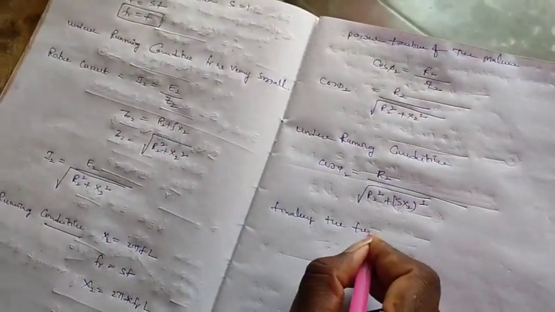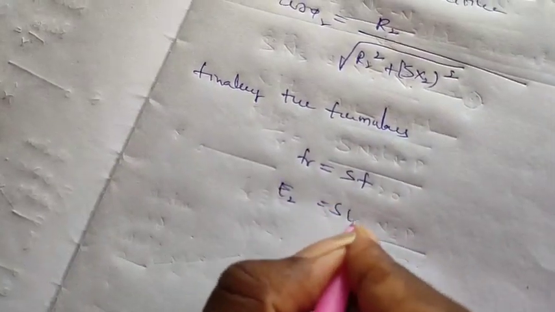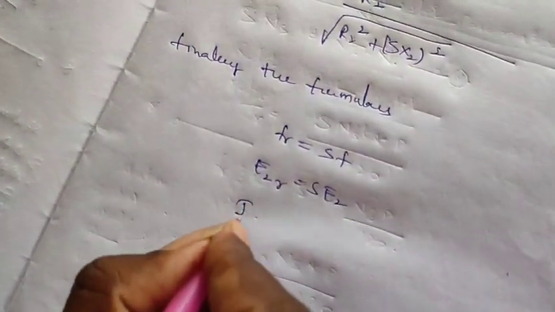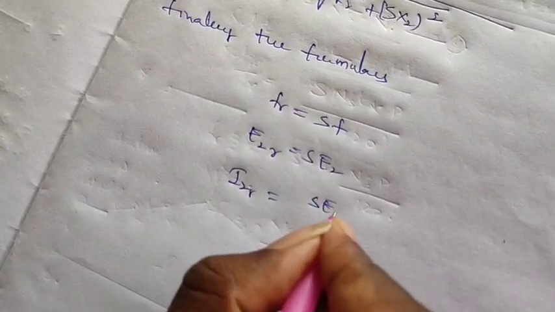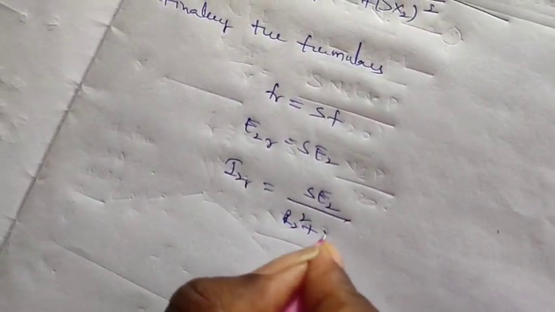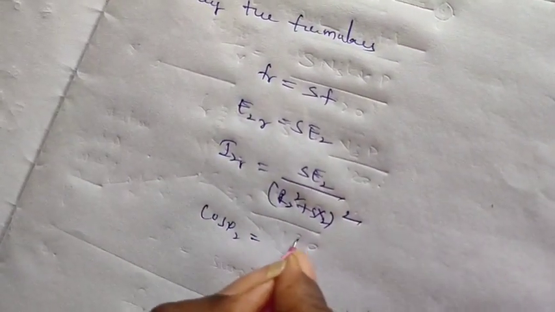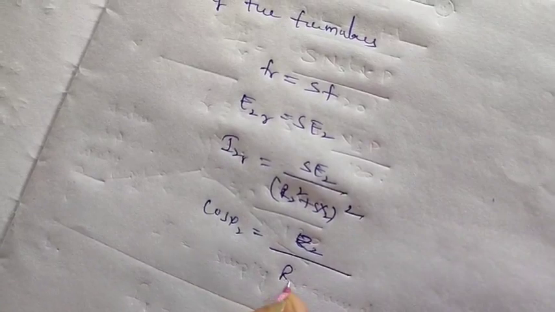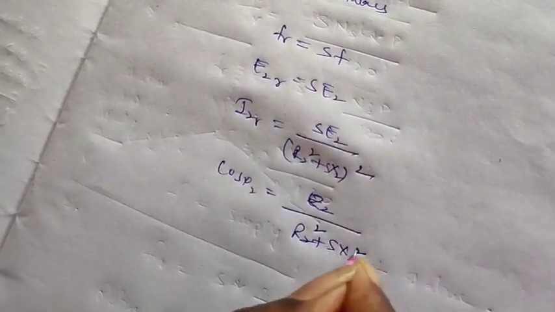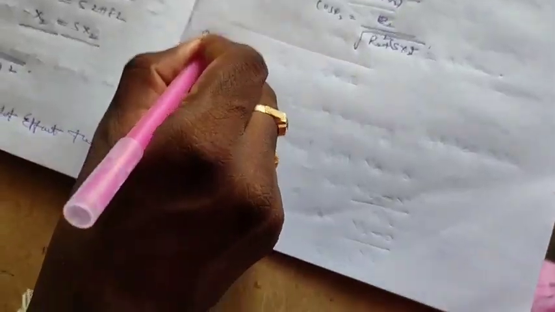The formulas are: fr is equal to slip times f, induced EMF is equal to slip times E2, I2 equal to sE2 divided by square root of R2 square plus (sX2) whole square, cos phi 2 equal to R2 divided by square root of R2 square plus (sX2) whole square. These are the parameters. So next we solve some problems.